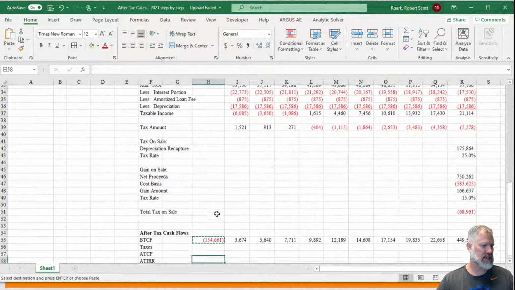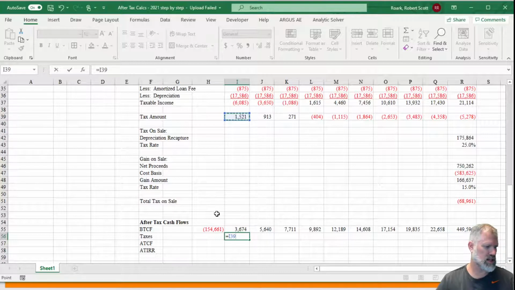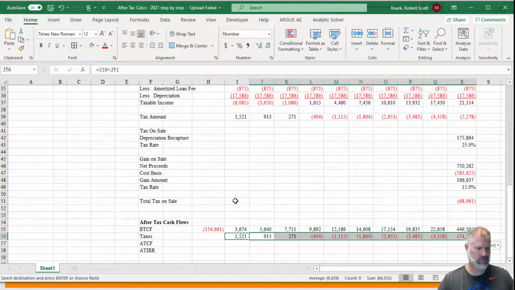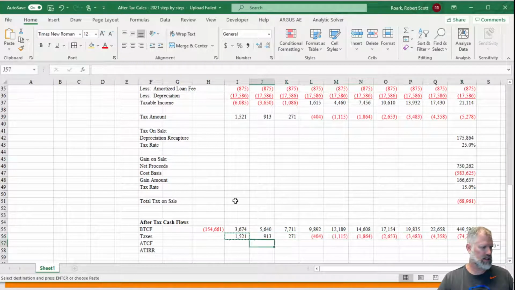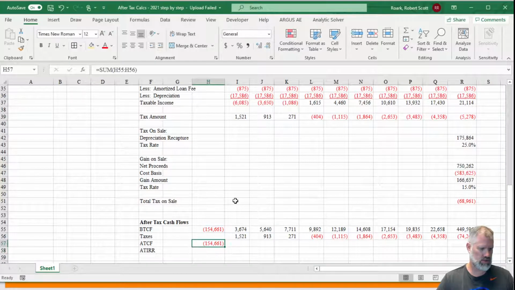And in my taxes, I've got this as my tax amount for my operations, and I've got this line for the tax on the dispositions. So I can copy that across. And that leaves me with my after-tax cash flow, which would be the sum of both of these numbers.